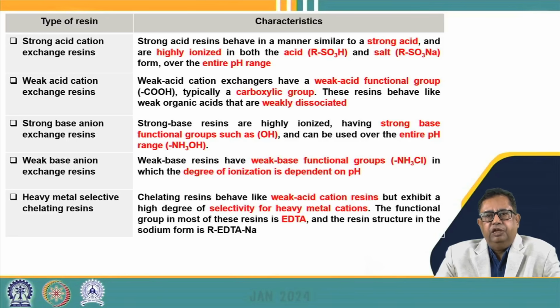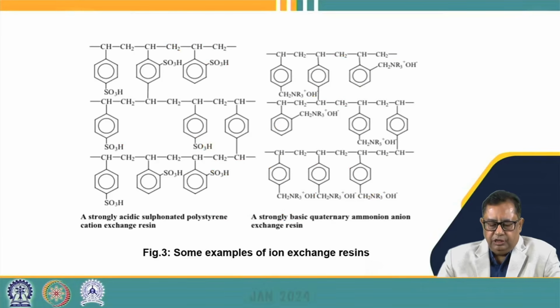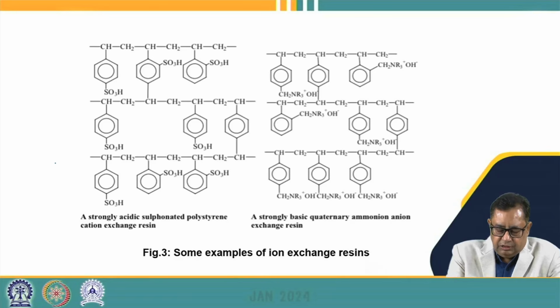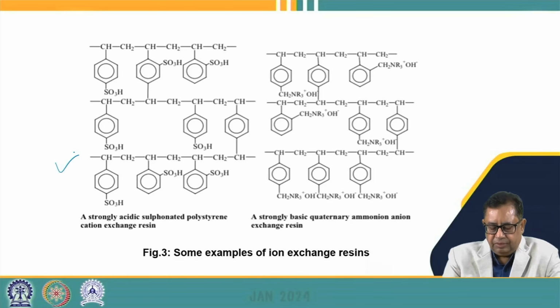For example, we can have EDTA, ethylene diamine tetraacetic acid. You must be well versed, as you must have used it during the experiment of total hardness, and the resin structure is in the form of REDTA-Na. So you can see here the two structures, one on the left hand side is the cation exchange resin. It is a strong cation exchange resin.